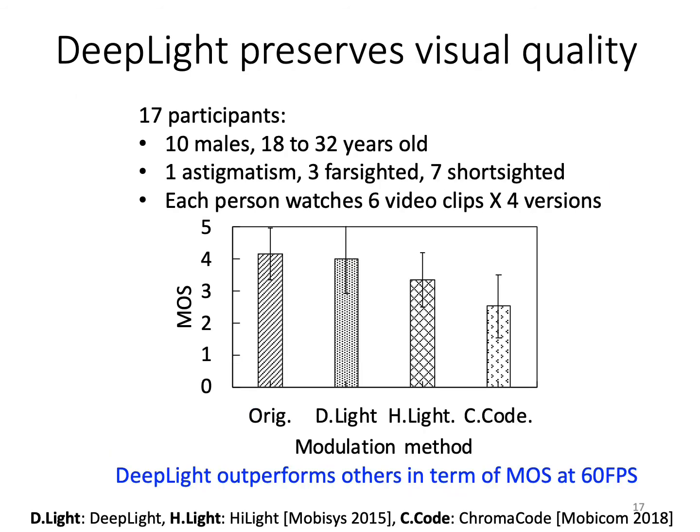First, we evaluate the visual quality of the modulated videos. We recruited 17 participants. Each watched 6 videos encoded with 4 different techniques, including original or no encoding, DeepLight, HiLight, and ChromaCode. DeepLight outperforms the others and achieves a score close to the original video.